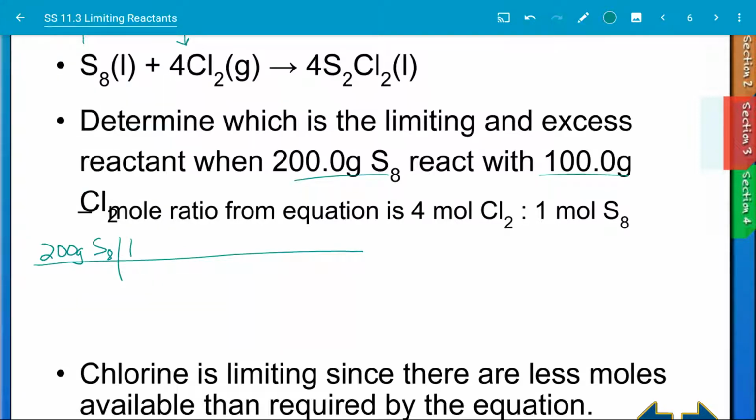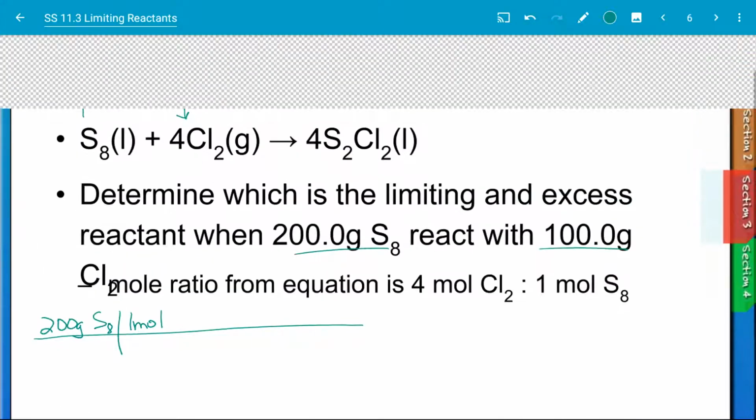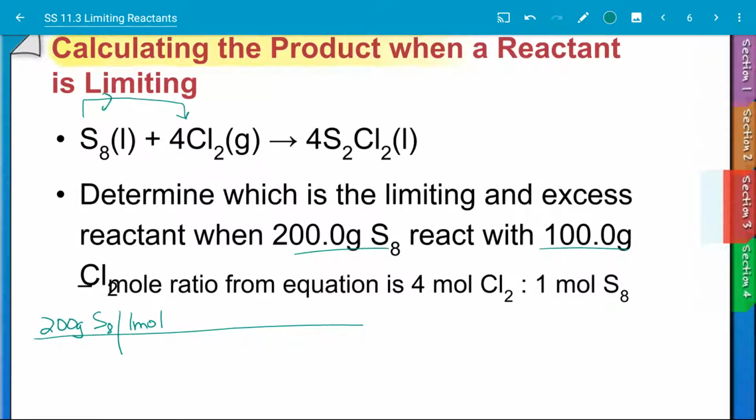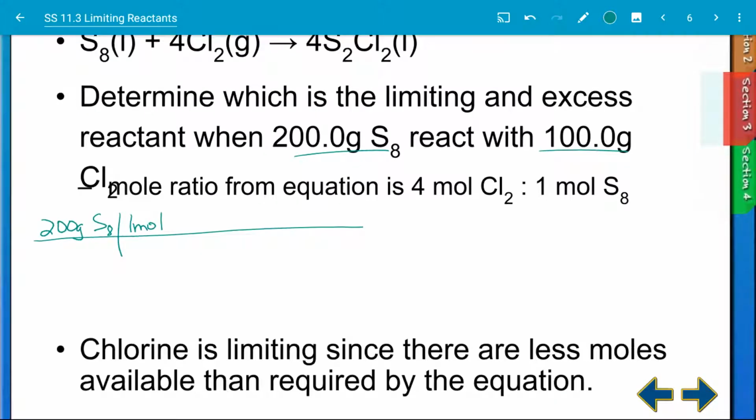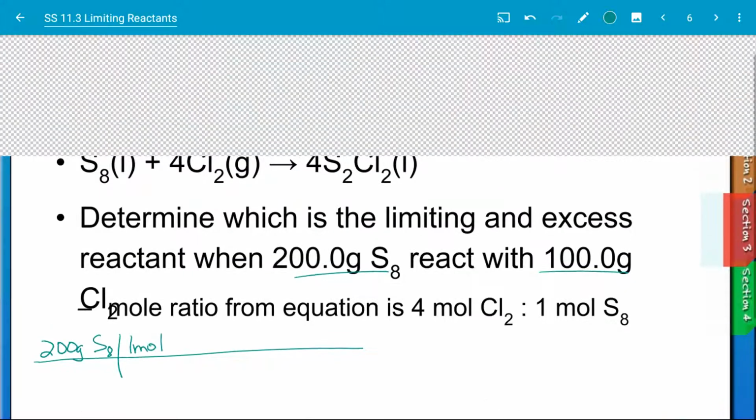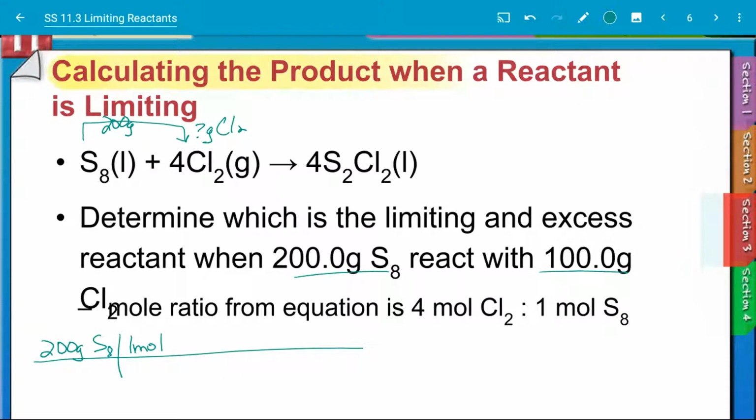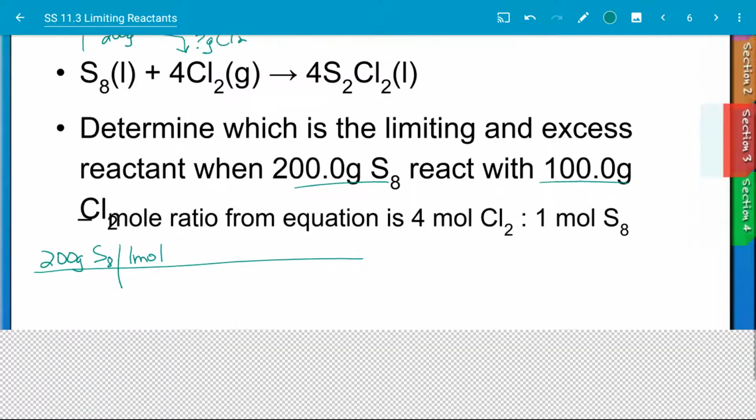And I'm going to turn it into moles. Essentially, if I have 200 grams of sulfur, how many grams of chlorine will I react completely with? And then I'm going to compare it with how much chlorine I have. So I'm going to go from grams of sulfur into moles of sulfur. Then I can make my molar ratio: for every 1 mole of sulfur I use, I will need 4 moles of chlorine. And then I can go from moles of chlorine into grams of chlorine and compare how many grams of chlorine I will need if I react all 200 grams of sulfur.